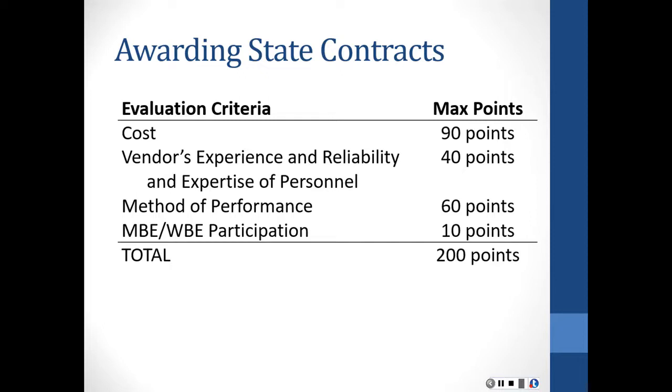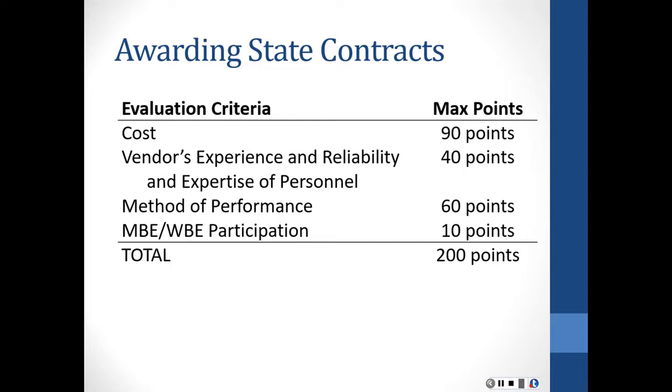So maybe it's hard to say, do nonprofits or for-profits have a lower cost? It varies. So they're going to stipulate that, and whoever has the lowest cost is going to get a lot of points for that. The state also is going to look at the vendor's experience and reliability, the expertise of the staff. So this is where the nonprofit or the for-profit is going to provide resumes of the staff who would be providing the services.